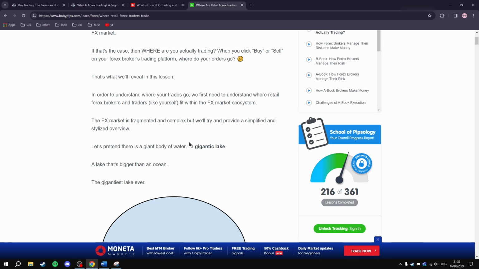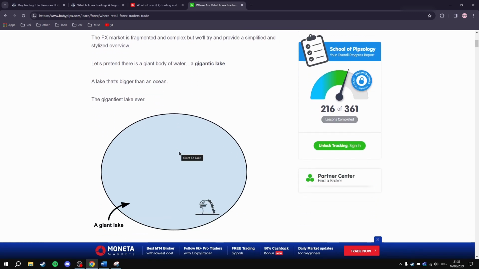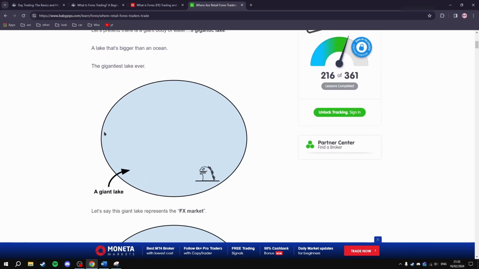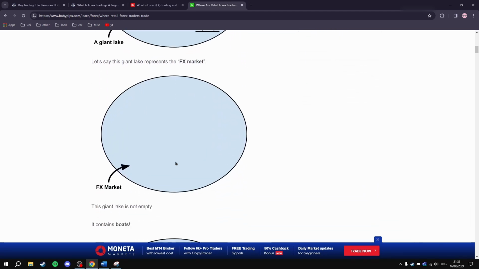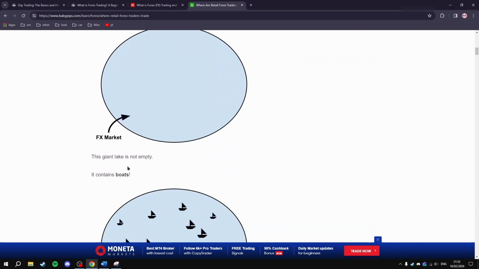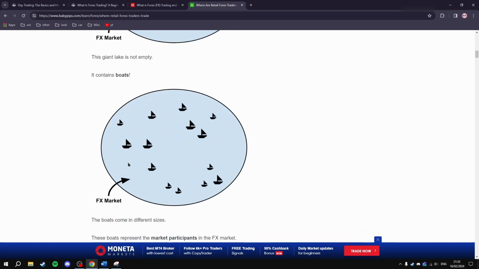Let's pretend that there's a giant body of water, a gigantic lake. A lake that's bigger than an ocean. The gigantest lake ever. Let's say that this giant lake represents the FX market. The giant lake is not empty, it contains boats.